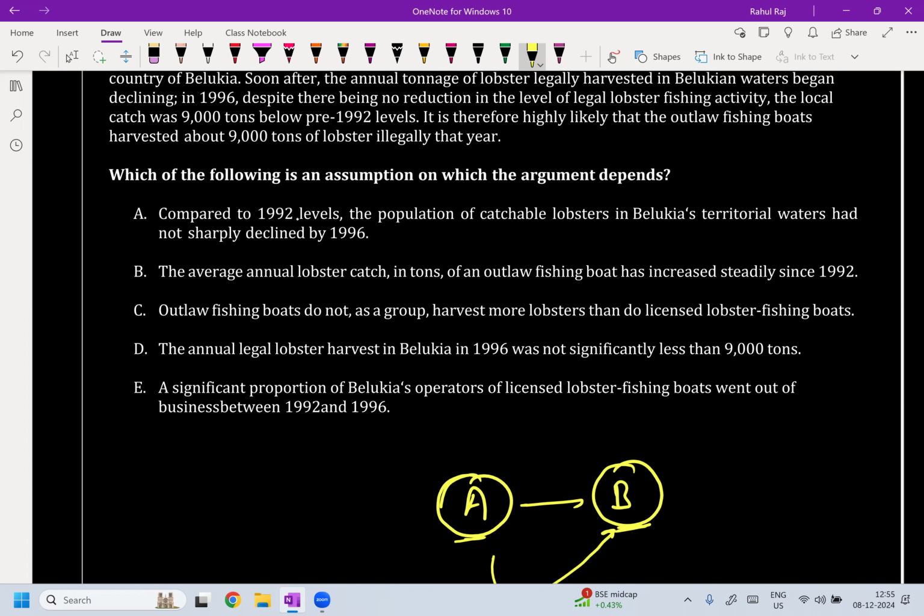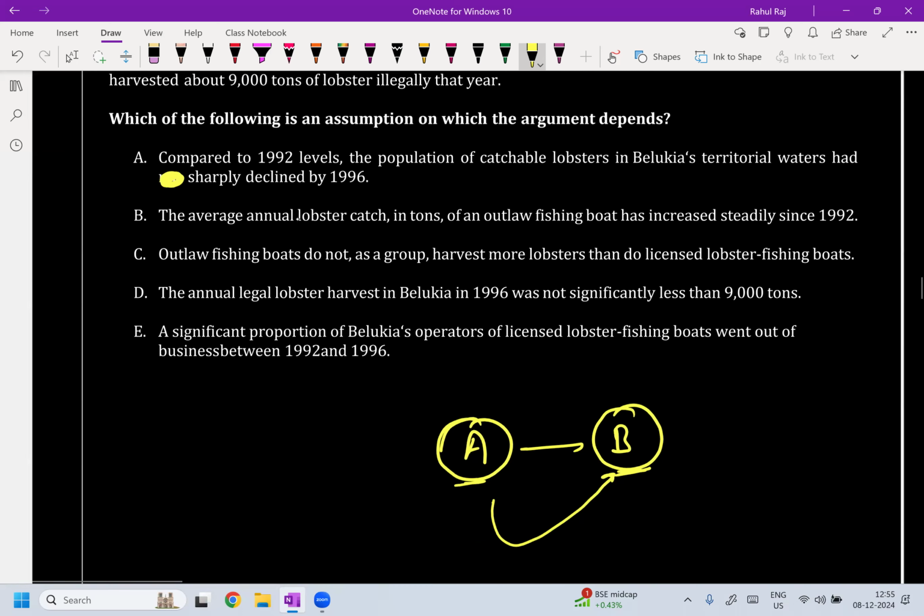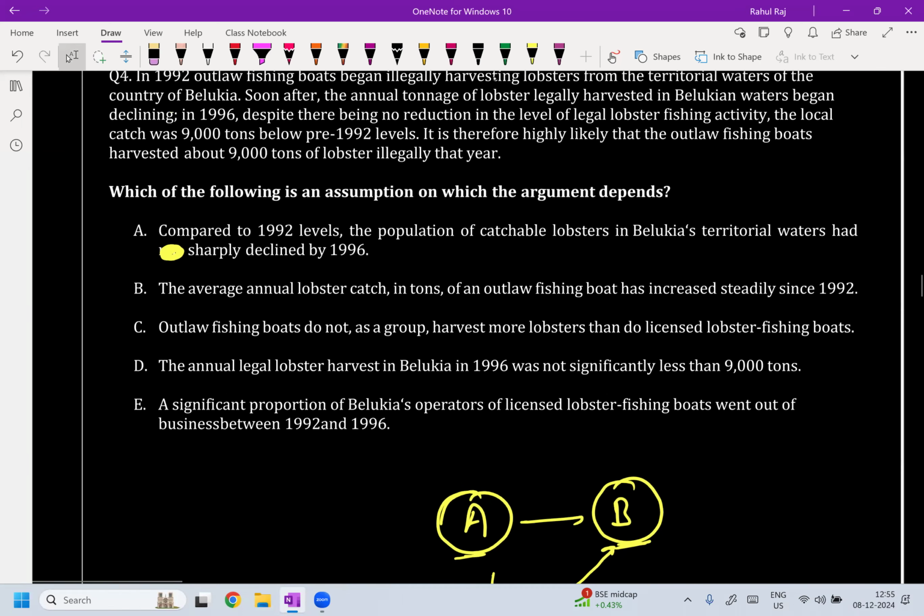It is option A: compared to 1990, the population of catchable lobsters in American waters had sharply declined. What they are trying to say here, Gopal, is that 9,000 tons of lobsters were taken by illegal boats. This is the conclusion they are making, right? But I'm telling you, it's not about 9,000 tons. I'm telling you, catchable lobster itself has declined. The lobsters that were caught before 1992, that itself has declined by 1996. So saying that 9,000 tons of lobsters were taken is 100% weakening the conclusion. Yes or no? Okay, got it now. But it's a very beautiful question, guys. We'll do it in the next class.